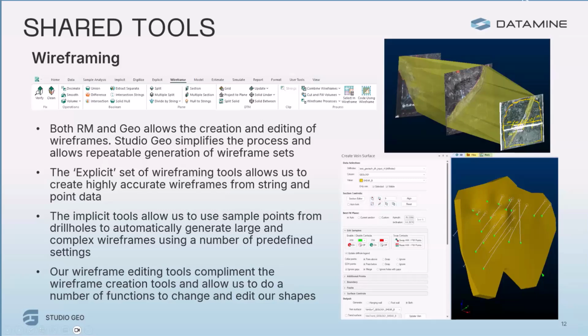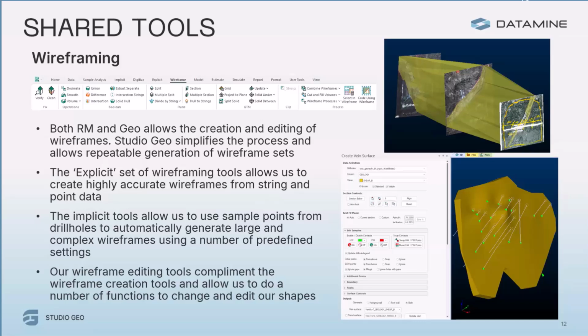Studio Geo allows us to merge our implicit shapes and explicit shapes into one combined shape as well. That's something that is much more manual to do in RM. They all work off the same algorithm, so you shouldn't see any change in the shape of your wireframe between Studio Geo and RM.